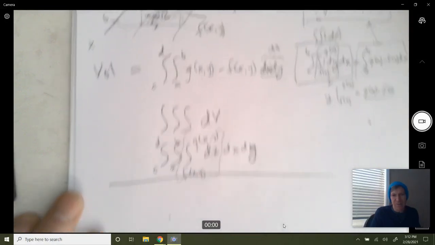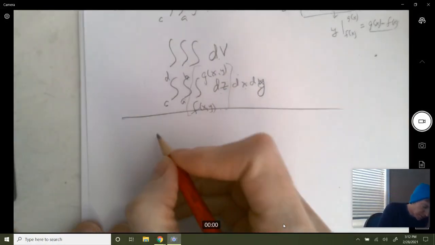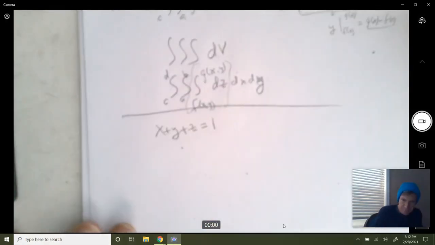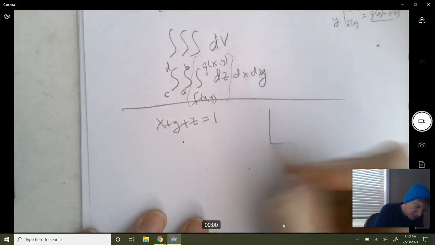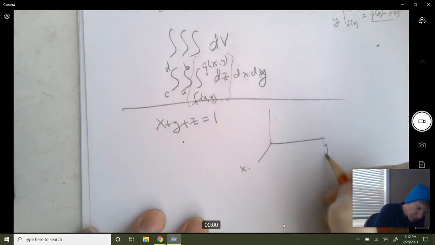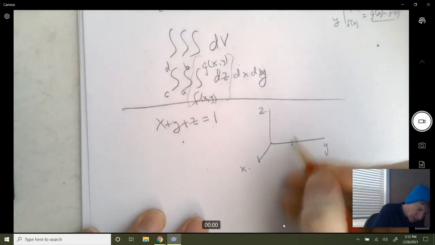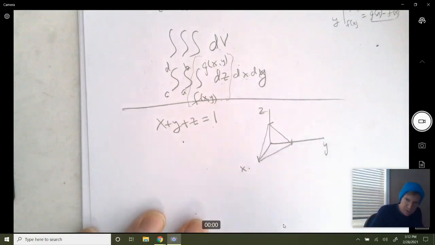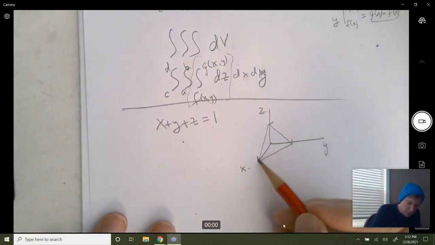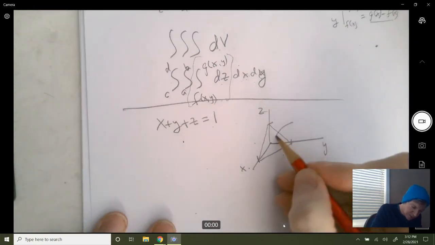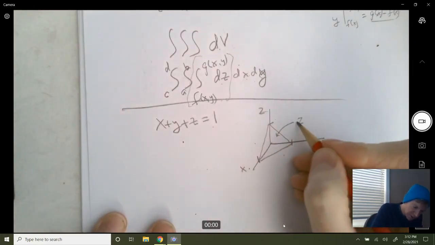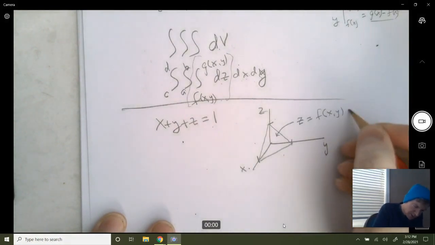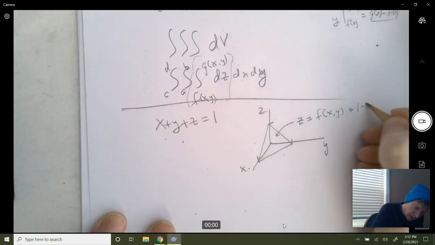So let's look at an example. Let's look at kind of the simplest example to find volume. Let's say we've got x plus y plus z equal to 1. And we know what this region looks like. We hit 1 on all three axes, and we're going to find the volume in the first octant bounded by the coordinate planes and this surface right here. This surface would be z equals your function of x and y, equals 1 minus x minus y.